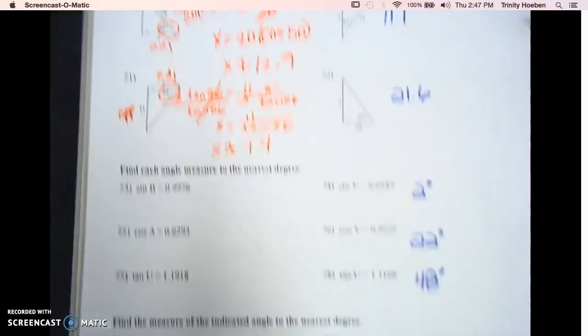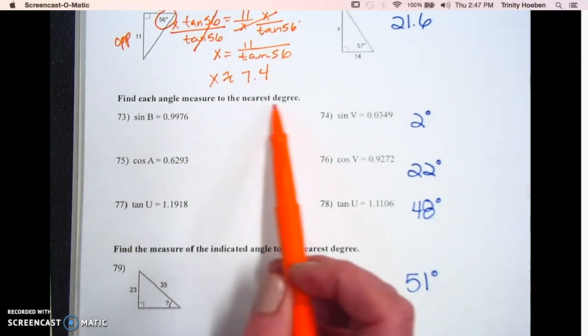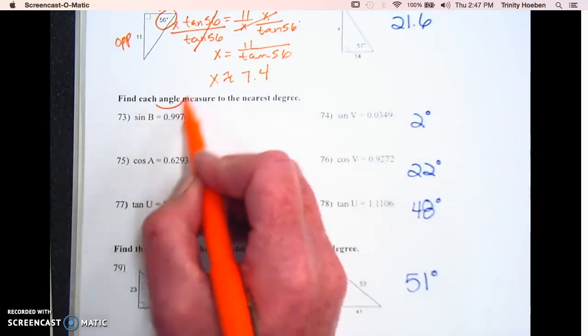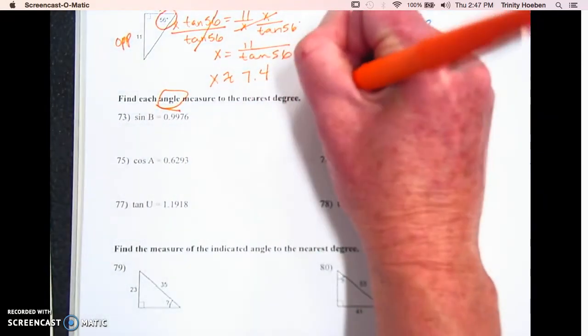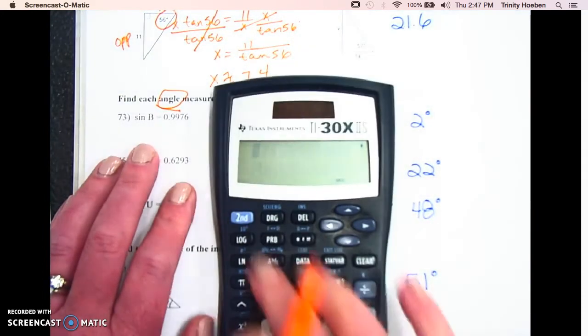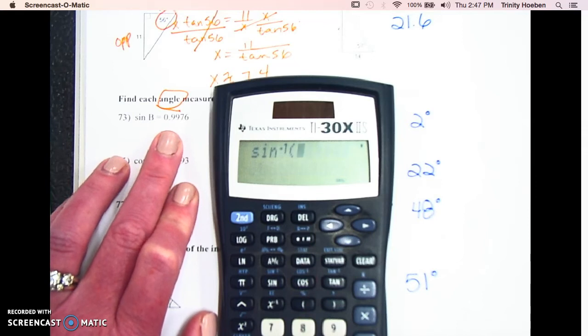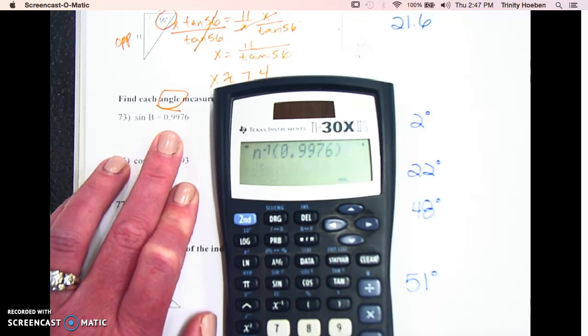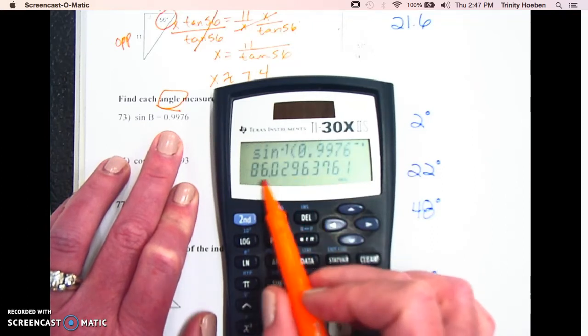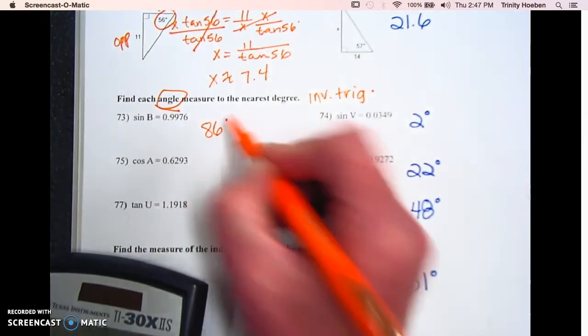All right, numbers 73 through 78. Find the angle measured to the nearest degree. When you're finding the angle, that means you're going to use inverse trig. So for 73, you're going to hit the second button before you hit sine, and then type that decimal, or technically it could be a fraction, 0.9976. Hit the equal sign. Right now we have 86. After the decimal is a 0, so it's going to stay 86 degrees.